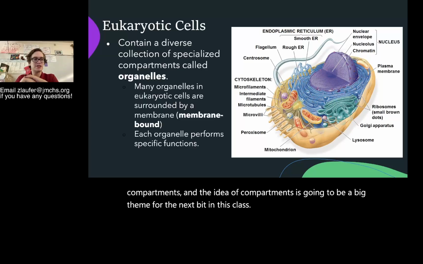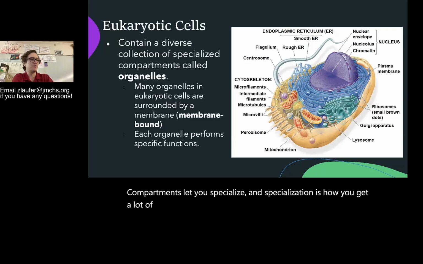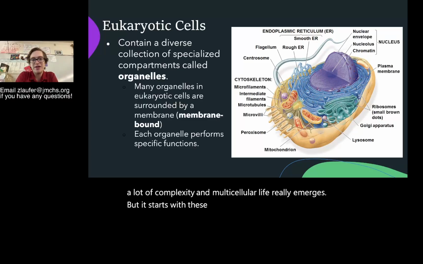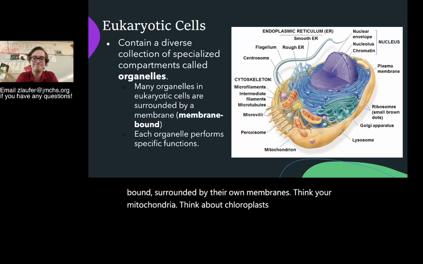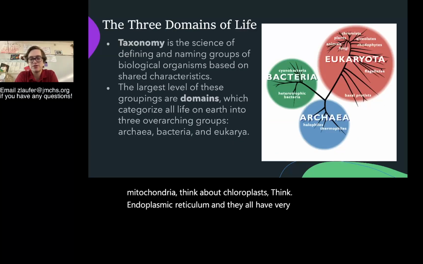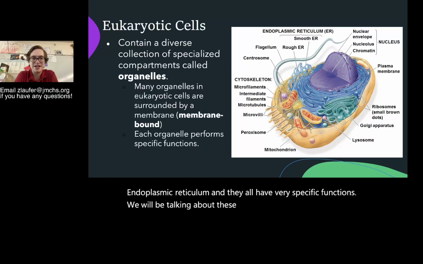Compartments let you specialize. And specialization is how you get a lot of complexity and multicellular life really emerges. But it starts with these organelles. So they will be membrane-bound, surrounded by their own membranes. Think your mitochondria, think about chloroplasts, think endoplasmic reticulum, and they all have very specific functions. We will be talking about these in the next section. So I'm going to move on for now.